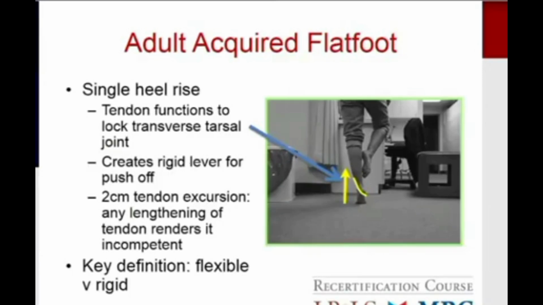The tendon itself has a very small excursion. It only moves about 2 centimeters within that tunnel. So if there's any type of deficit within it, it compromises it enough to not let it create that rigid lever, and patients don't get that varus tilt and subsequent ability to go up on that tiptoe. So we can look at flexible versus rigid deformities because of that toe rise test thereafter.